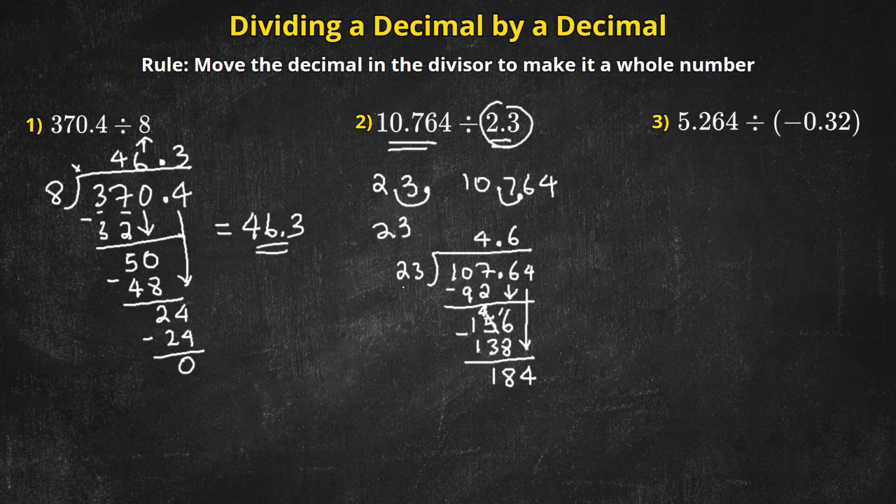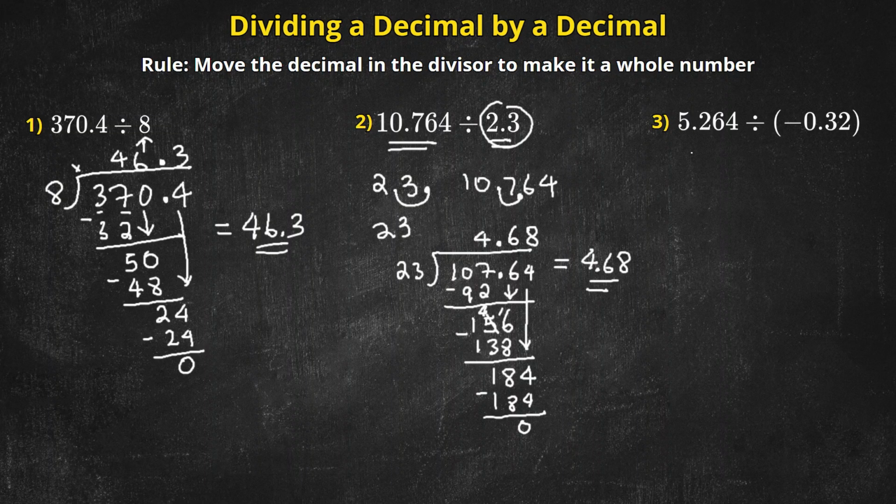So now 23 into 184 goes 8 times exact. So 23 times 8 will give you 184, and you subtract these two numbers and you will have 0. So your final answer for this one is 4.68. Very good. Let's move on to problem number 3.